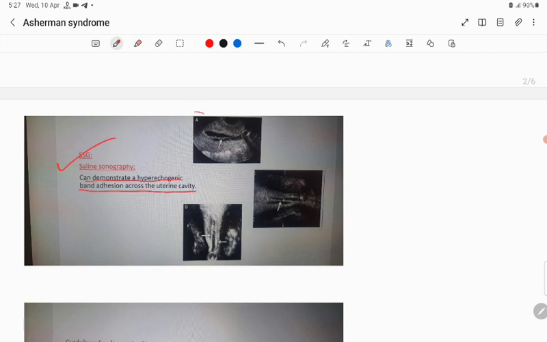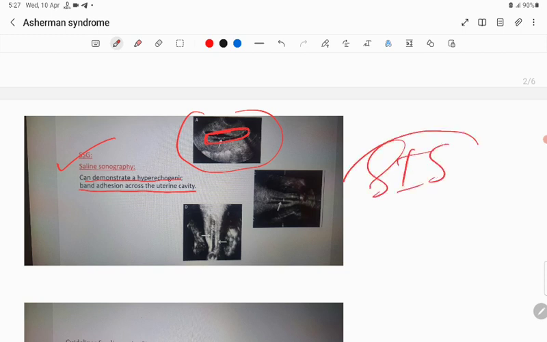If you are doing a saline sonography, you can see hyperechogenic bands of adhesions across the cavity. Remember, these are very good findings if you are going for saline infusion sonography.